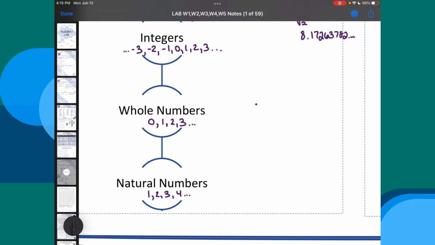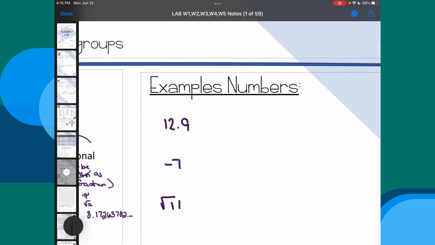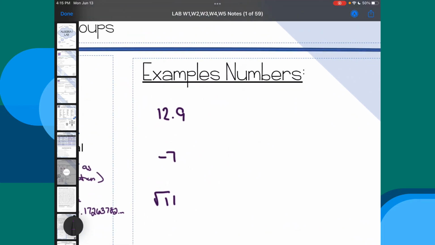So let's take a look at some examples. So the first example here, we have 12.9. It's definitely a real number. It's a decimal that ends. So this would be a rational number.